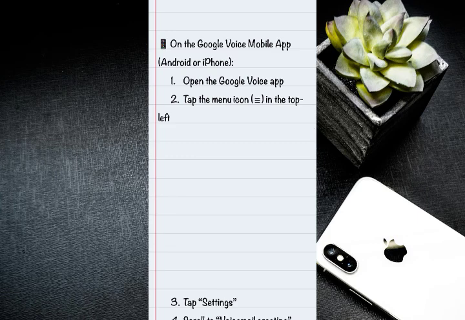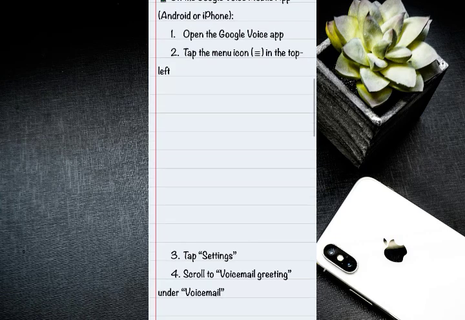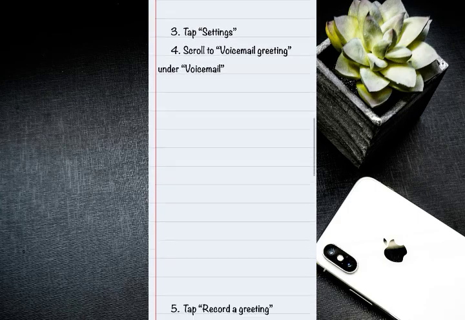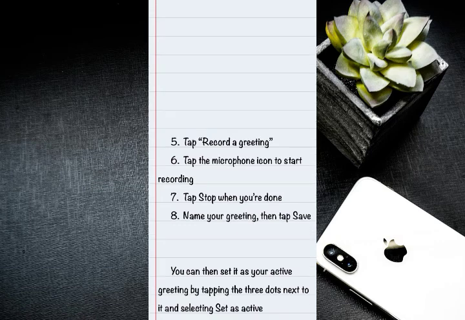Open the Google Voice app, then tap the menu icon, which is the three-line icon in the top left. Then from there, tap Settings, then scroll down to Voicemail Greetings under Voicemail. Then tap Record a greeting. Tap the microphone icon to start recording. Then tap Stop when you're done. Then name your greeting. Then from there, tap the Save button.